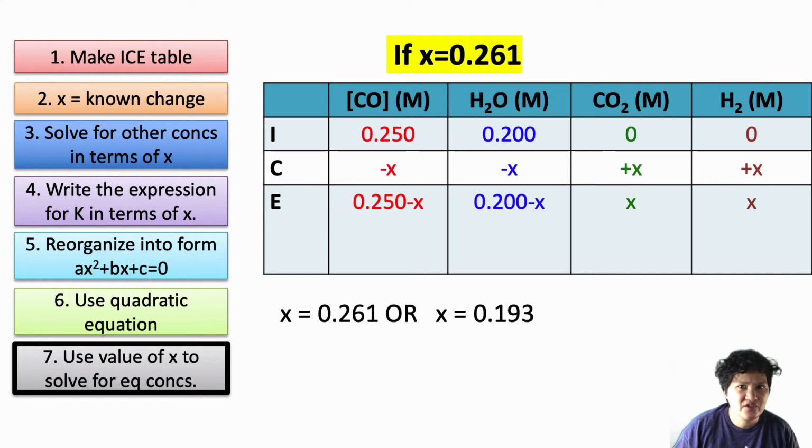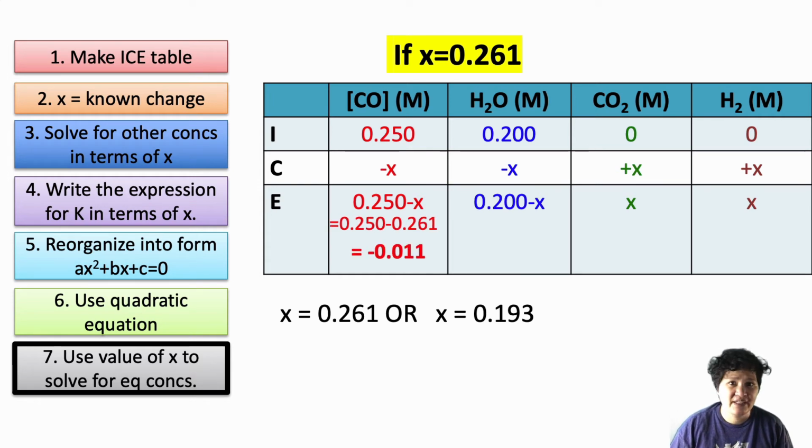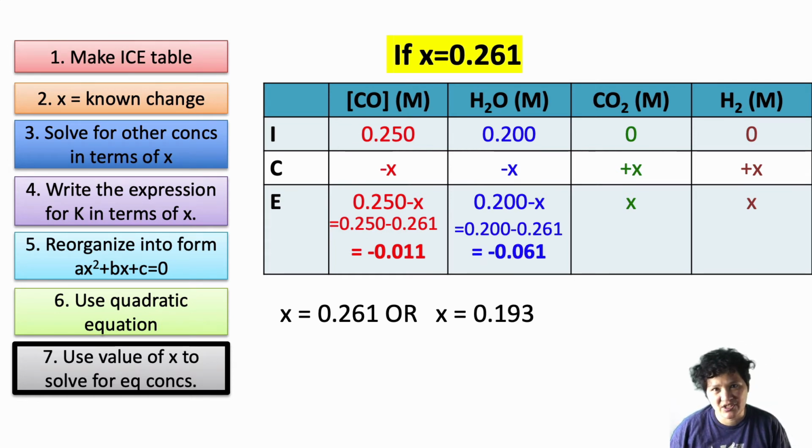If you look at the concentration of carbon monoxide, it's supposed to be 0.250 minus x, so if you plug in the value of 0.261 for x, you end up with a negative equilibrium concentration, negative 0.011. Well, we cannot have negative concentrations. Likewise, you could put that value in for water. 0.200 minus 0.261 will give you negative 0.061 for concentration. Again, can't have a negative concentration. So obviously that value of x does not work.